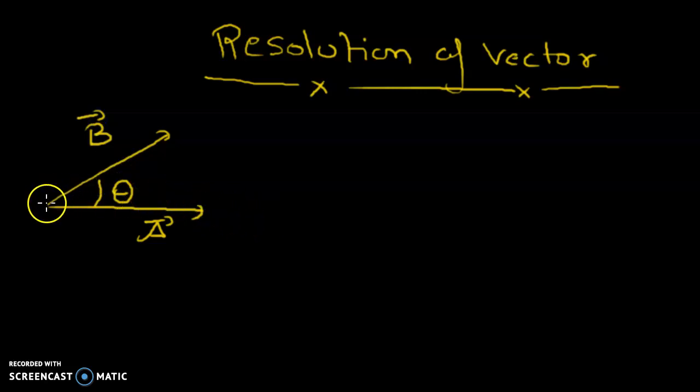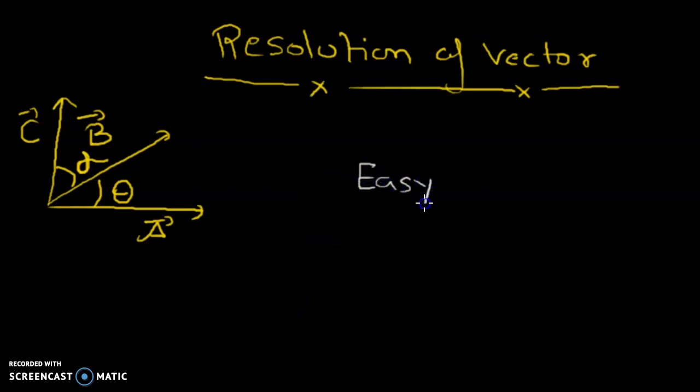But if I say there is another vector C, which makes an angle, say alpha, with the B vector, then how are you going to add these vectors? Are you going to apply that analytical method, that formula, again and again, or is there something easy? Yes, there is an easy method as well, and for that we are learning resolution of a vector.